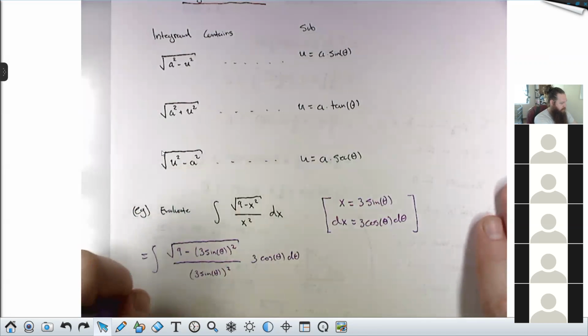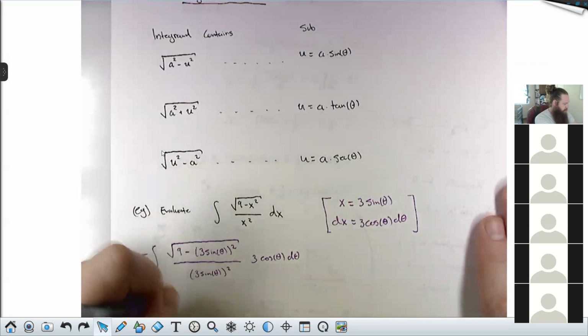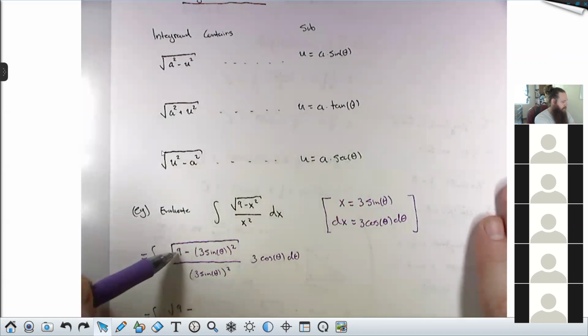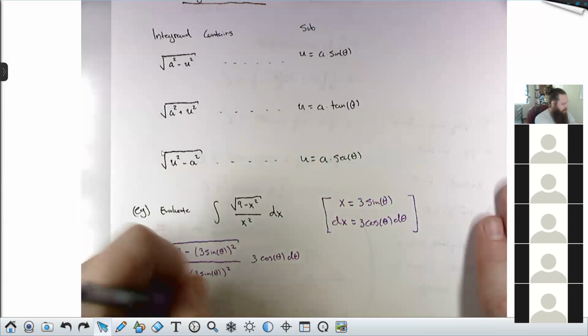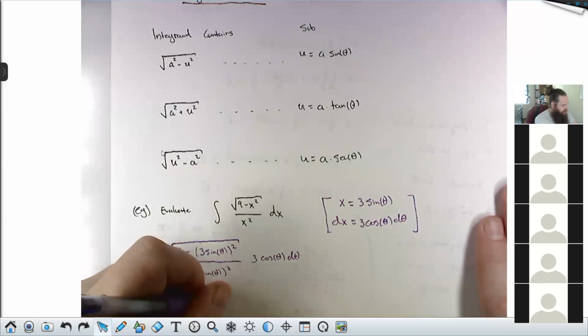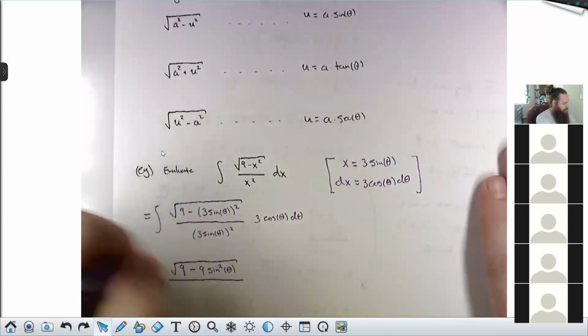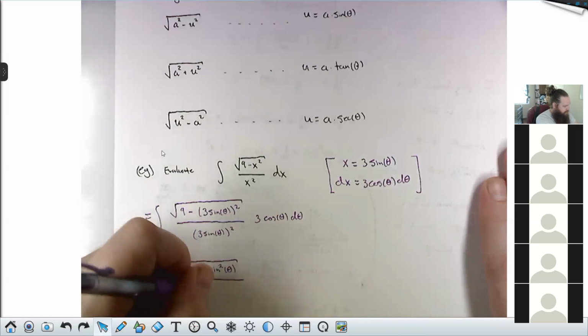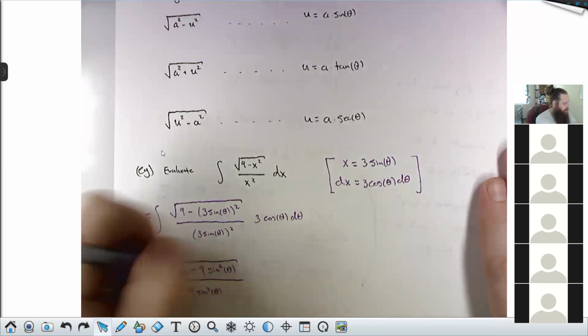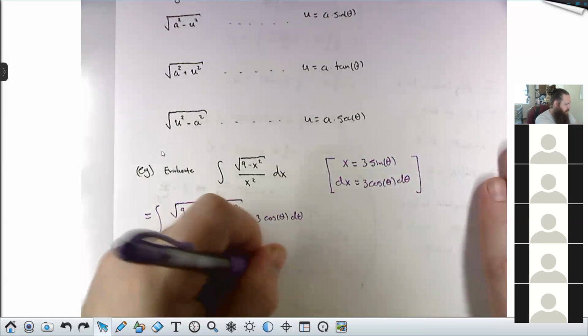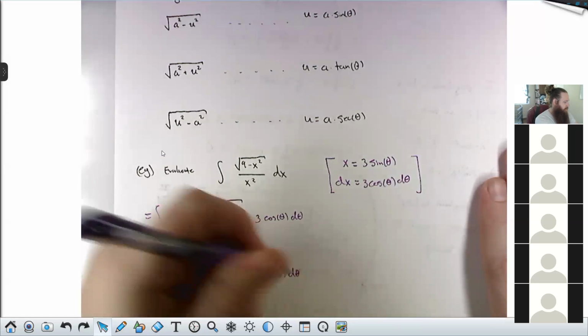I'll just show you 1 or 2 more steps, and then I'm going to have to let you go because I have another class that starts right after this. And under my radical here, I have 9 minus, and then 3 sine theta all squared. That's 9 sine squared theta. Downstairs, 3 sine theta all squared on its own. That's 9 sine squared theta. And over here, I have 3 cos theta d theta.